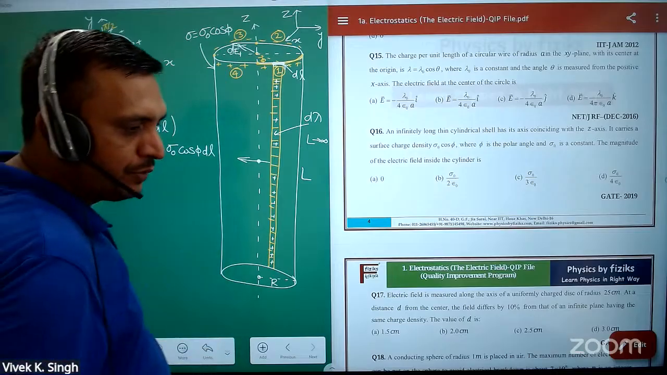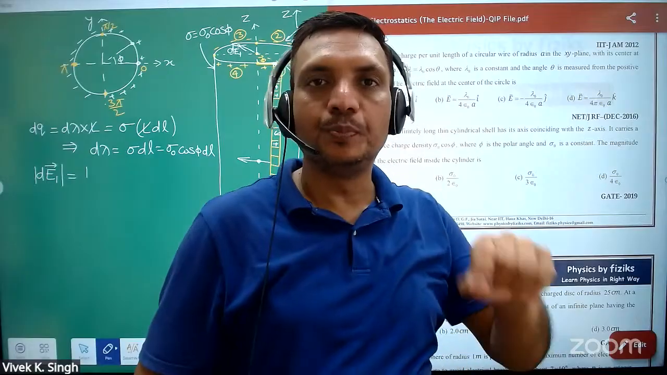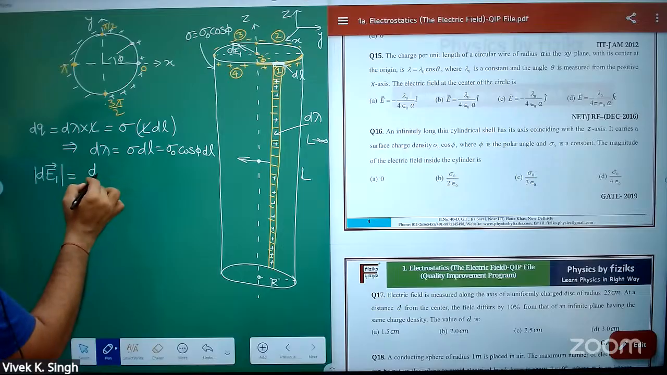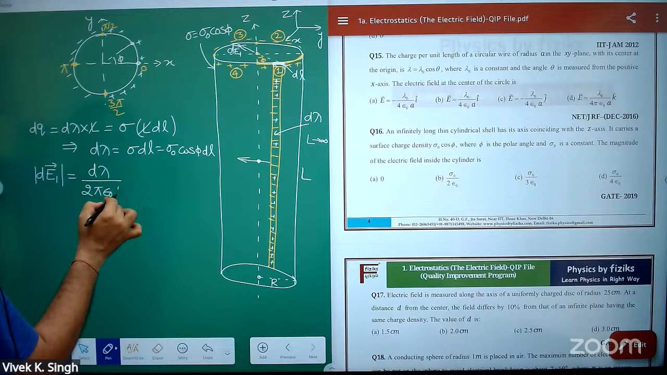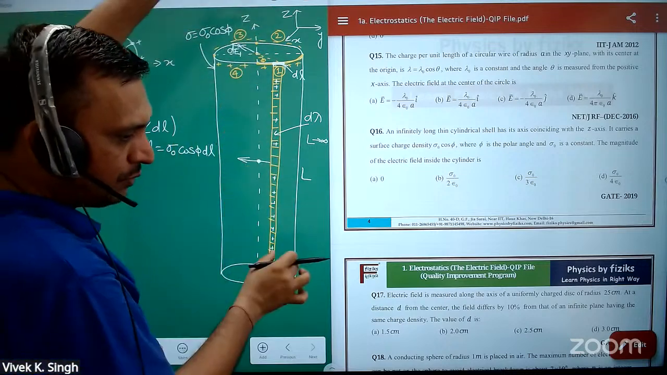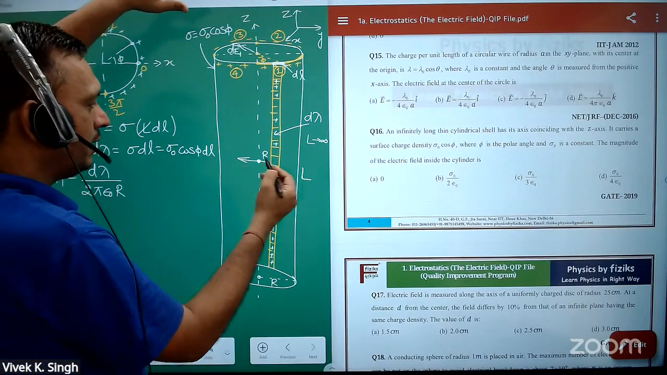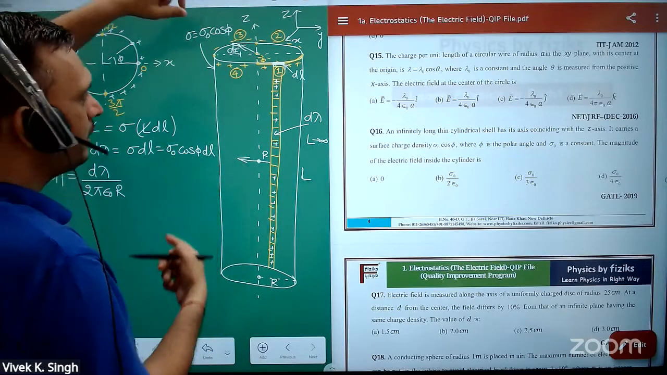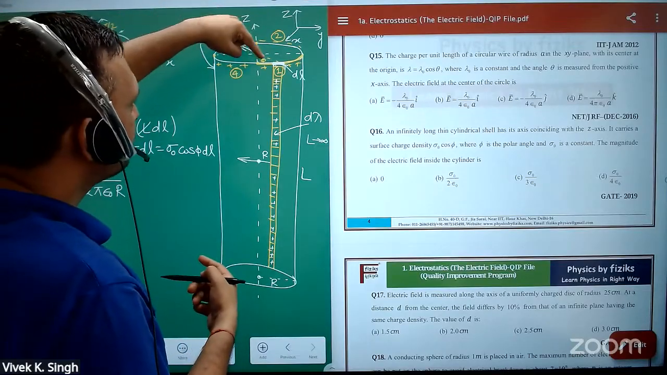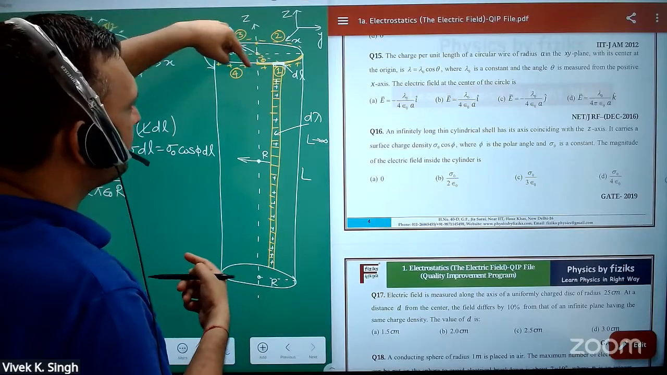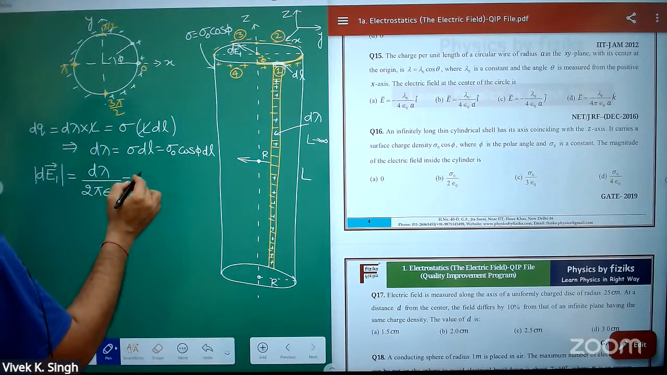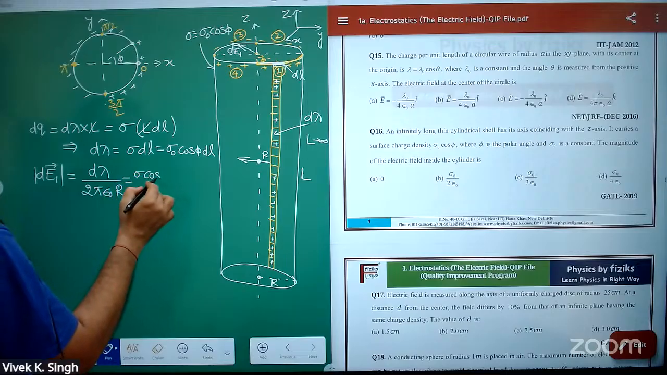So the magnitude of dE1 will be given by, what is the field due to an infinite wire? Lambda by 2 pi epsilon 0 r. So I will take here, because this is an elemental wire, d lambda by 2 pi epsilon 0 r. It's an infinite wire, so r distance away, the direction will be just away from the wire, radial direction. If you see at this point, I am showing like this, away from the wire because charge is positive. And d lambda is given by sigma naught cos phi.